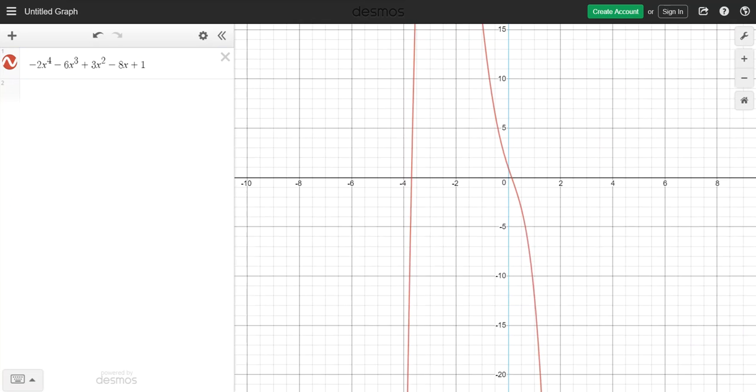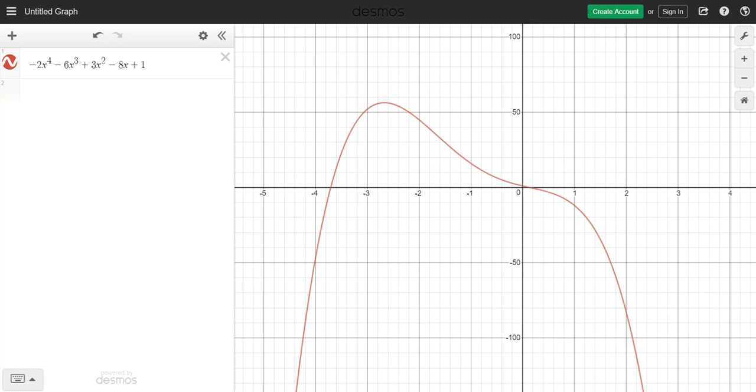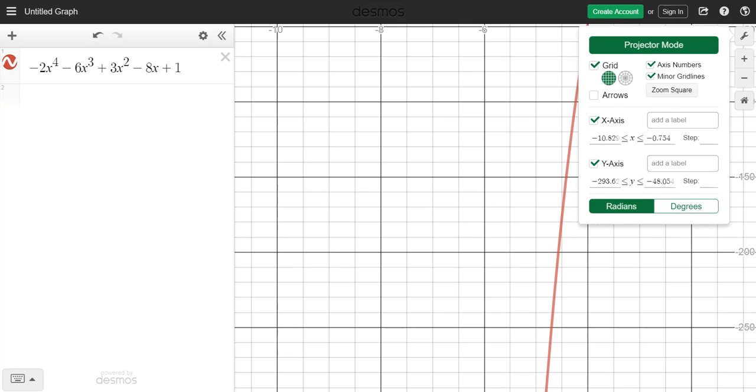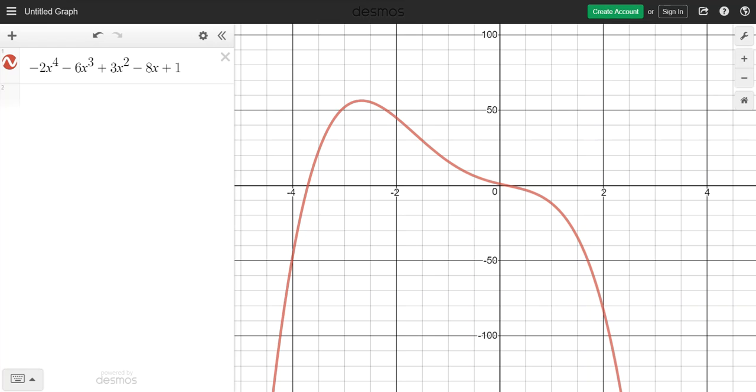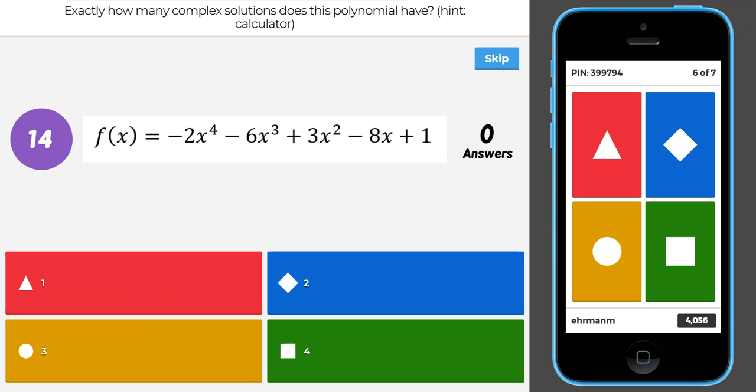All right, so there's the graph. I'm going to pinch and zoom out a little bit so I have a better view of this. Now, with the equation being 4th degree, I know that there are 4 solutions, but it looks like the graph only touches the x-axis at 2 places. Sorry, that first one was not an x-intercept. So there are only 2 x-intercepts, so 2 real number solutions. Therefore, imaginary solutions have to be 2 as well. There are 2 real, 2 imaginary for a total of 4 solutions.